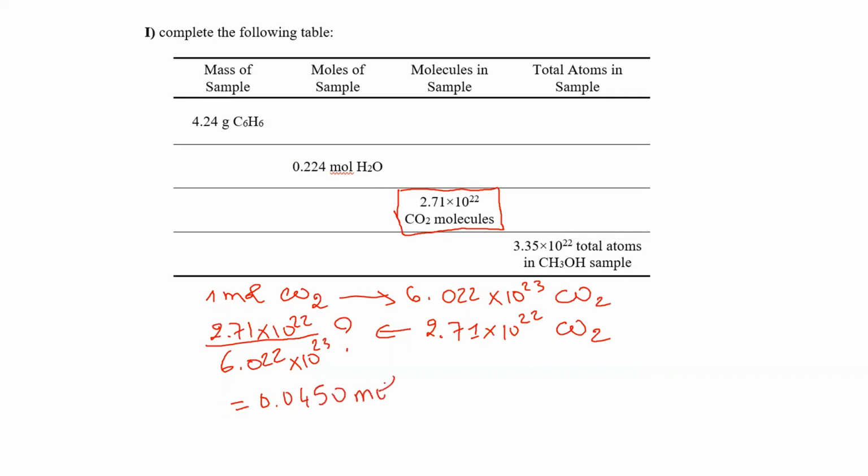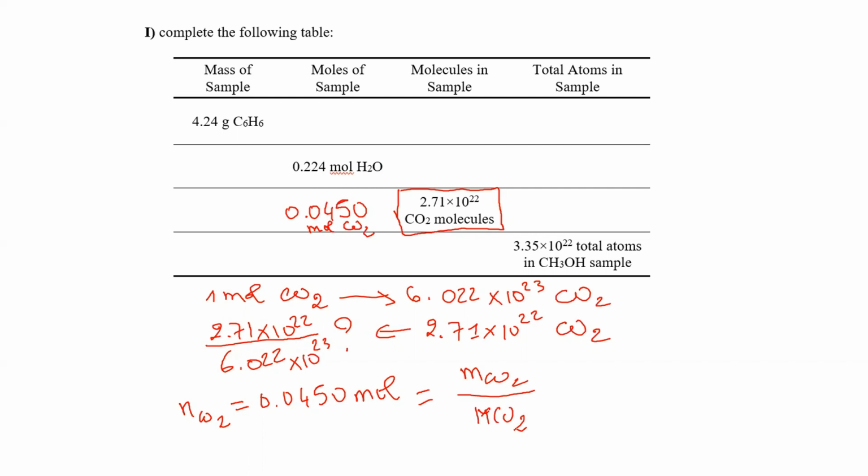I have 3 significant figures, 4 significant figures. The result should have 3 significant figures. That's why I put 0.0450 mole. So the number of mole here is equal to 0.0450 mole of CO2. Now that we have the number of mole, so this is n CO2, we know that it's also equal to the mass of CO2 divided by the molar mass of CO2.